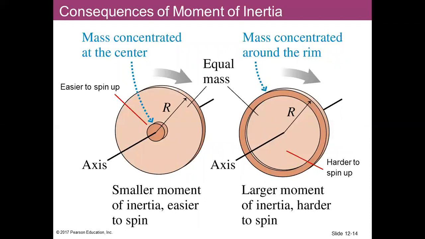Okay, so you can see here we have two objects. In one, the mass is concentrated about the center, and here the mass is concentrated at the end. Let's check which one has a bigger moment of inertia. Of course, it is the one with the mass concentrated at the end, which means it is harder to spin than, for example, the one where the mass is concentrated in the middle.